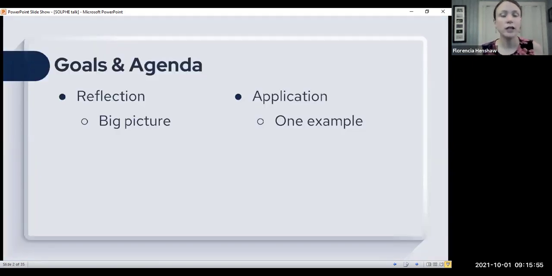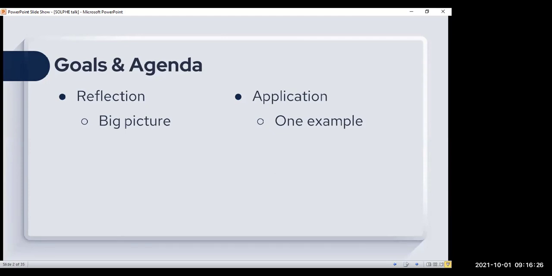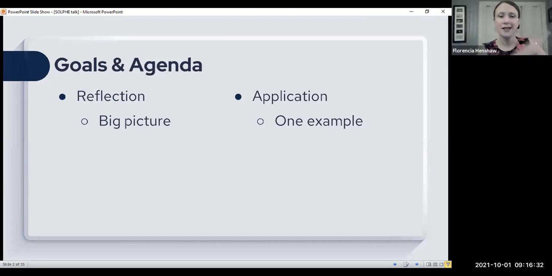So the talk is organized into two sections, which correspond to my goals for today's talk. The first part, I call it reflection, and that's what we're going to be exploring, some big picture things and questions and concerns. And then the second part is the application portion of it. That's where I discuss one particular example of a fully online course that I recently designed, and how that in a way reflects the reflection portion of it.